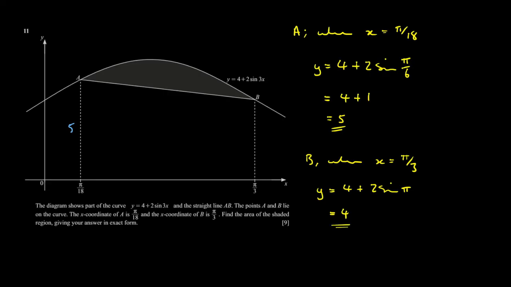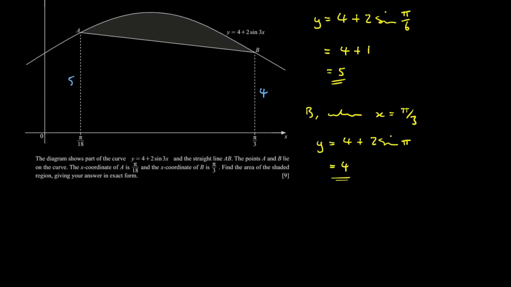So the y-coordinate of B is 4, which means that this length here is 4. Well, that immediately means that I should be able to find the area of the trapezium, right? Because what's the area of a trapezium? So area of trapezium is equal to a half of these two lengths added up. So half of 5 plus 4 times by the width, right?